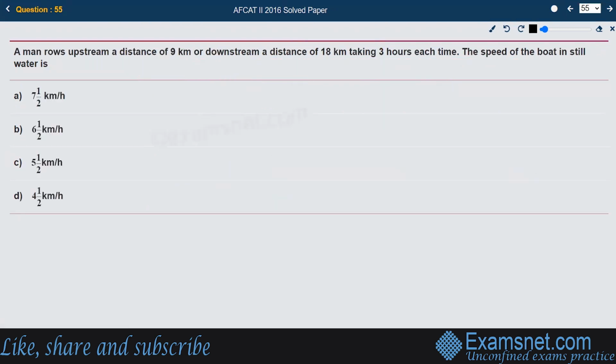Now, a man rows upstream a distance of 9 km and downstream a distance of 18 km, taking 3 hours each time. The speed of the boat in still water is, okay. So we have a formula: the speed of the boat in still water is half of the downstream speed plus half of the upstream speed. This is the formula, half of downstream speed plus upstream speed.